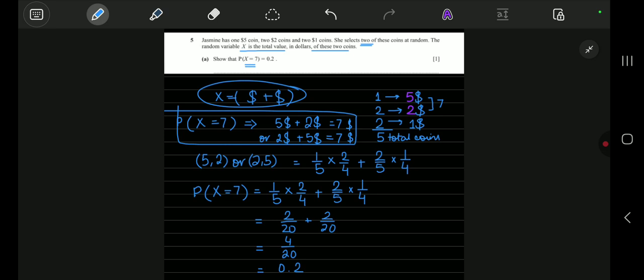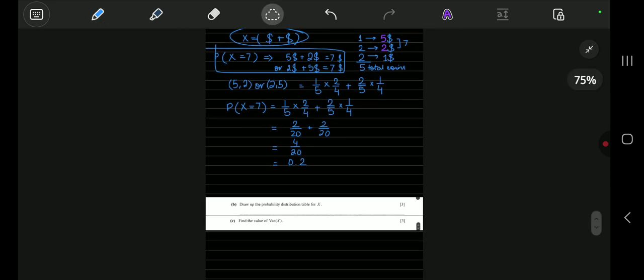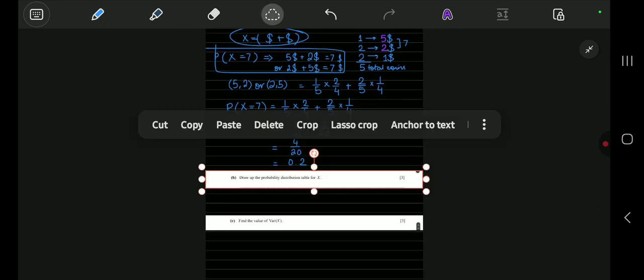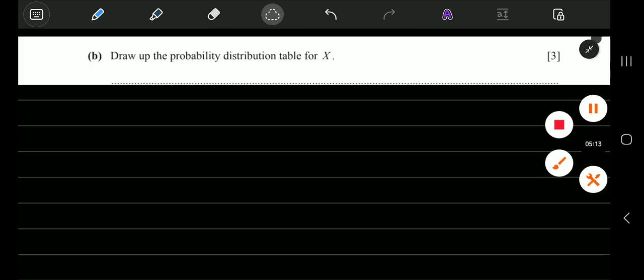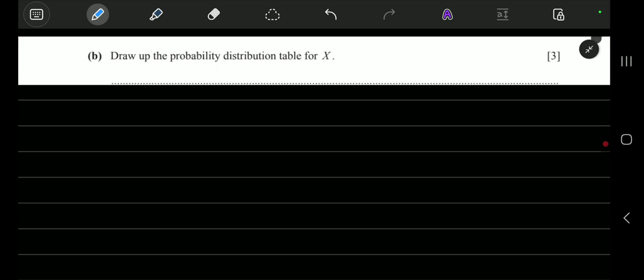Okay, so this is the probability of getting the total of 7. I hope you understand this. Now we have a part B to this question. Part B says to draw up the probability distribution table for x. What was x? The defined x is the sum of the dollars, the sum of the amount of the coins.